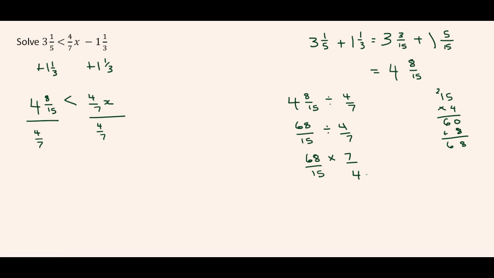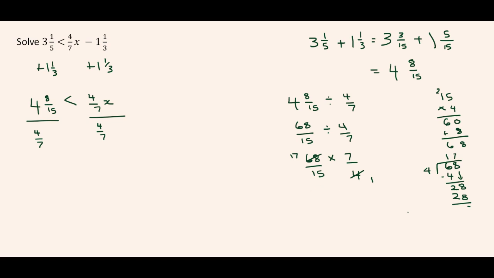So what we can do here is divide 68 by 4. 6 divided by 4, we have 1. 1 multiplied by 4 is 4. Subtract, we have 2. And then we bring down the 8. 28 divided by 4, we have 7. 7 times 4 is 28.